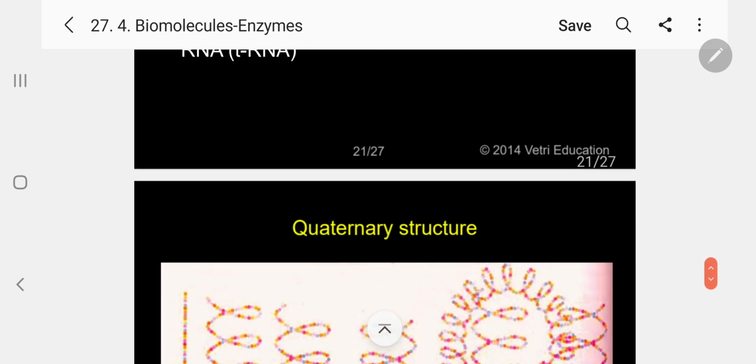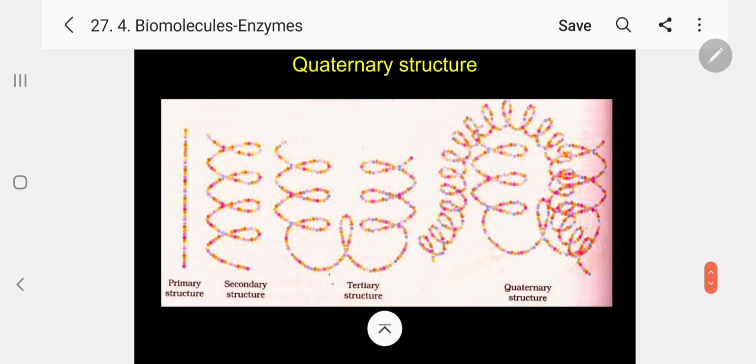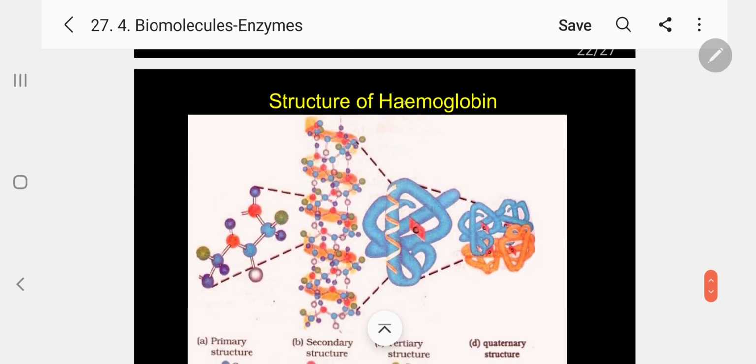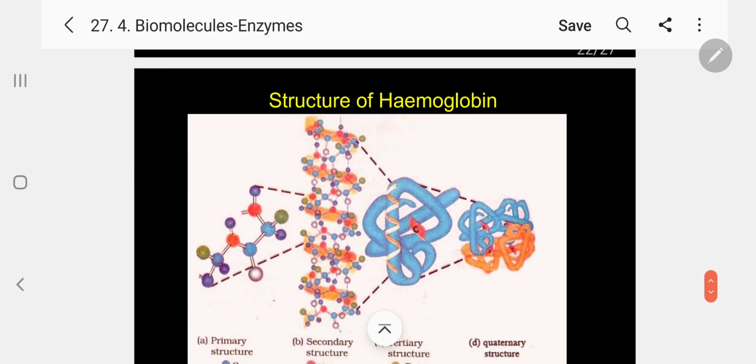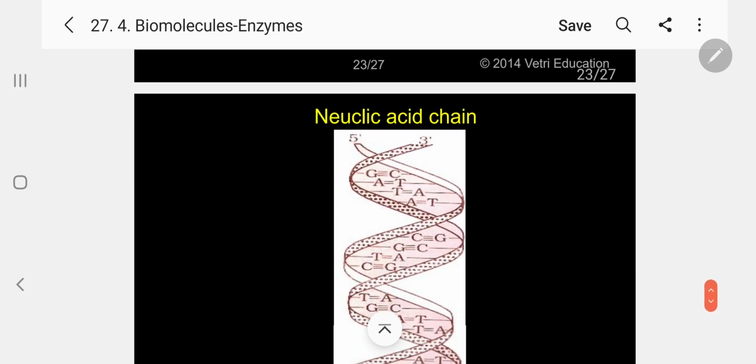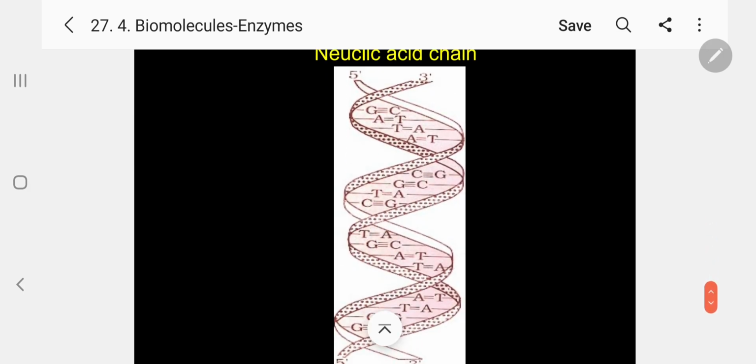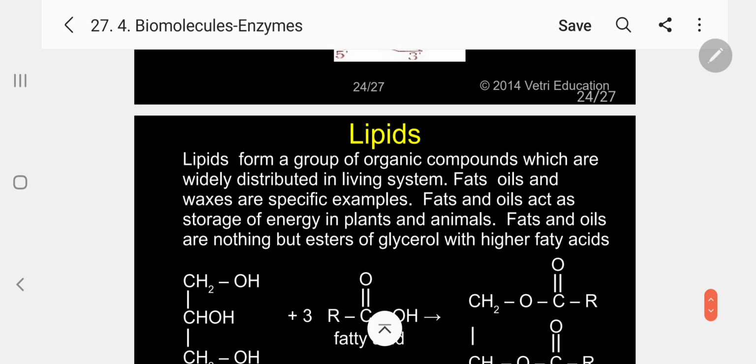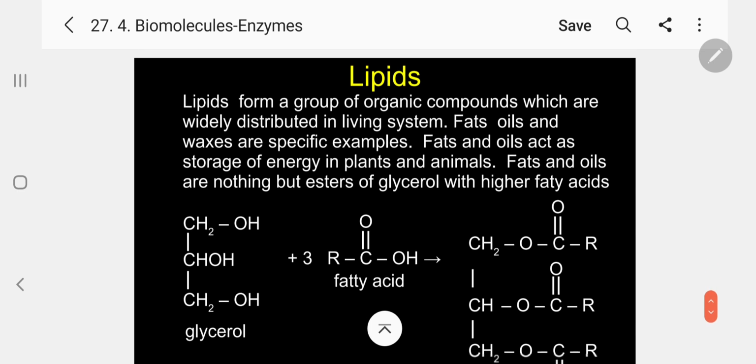Please follow. So this is the quaternary structure. It is a very, very complicated structure. Kindly follow. Primary structure, secondary structure, tertiary, this is quaternary structure. But just you can see, it is not necessary to memorize and rewrite. This is the structure of hemoglobin. Now, the nucleic acid chain will be like this. Okay, that is regarding nucleic acid.